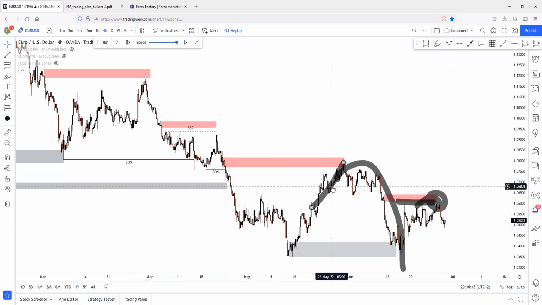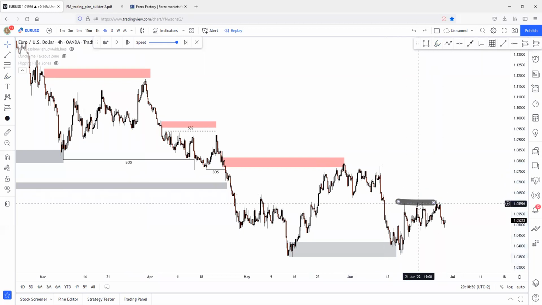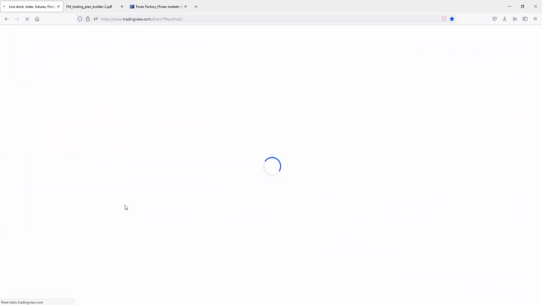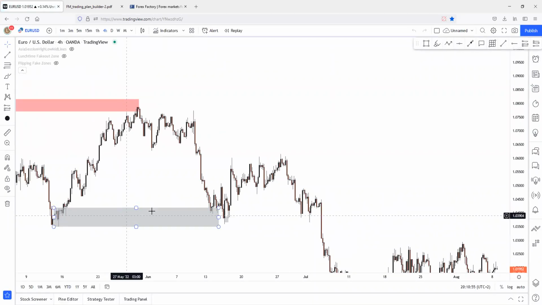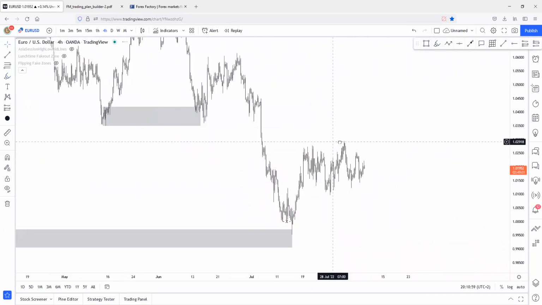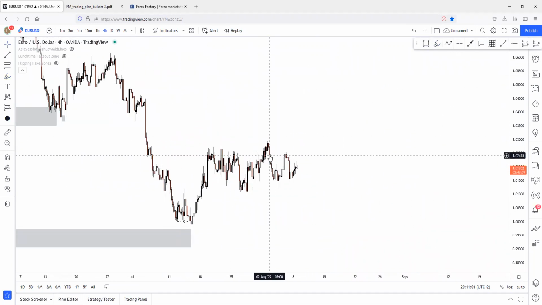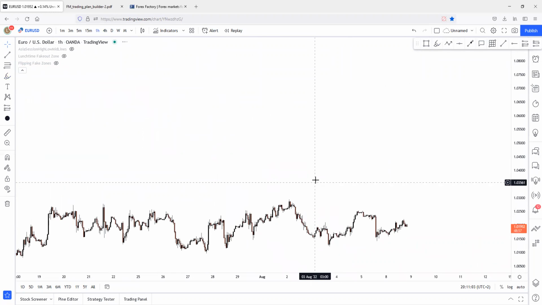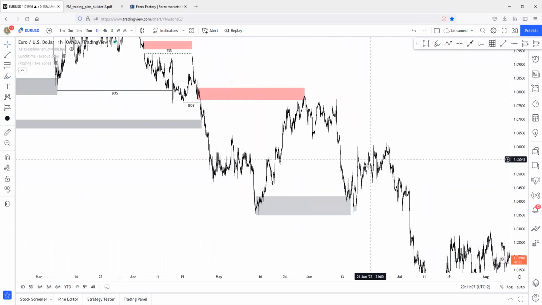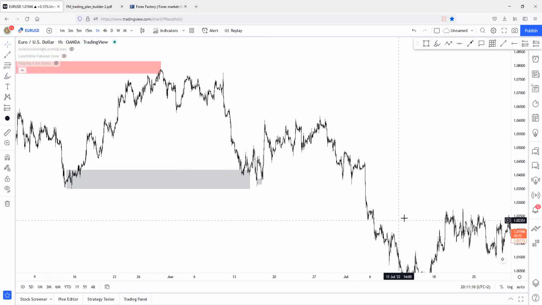Maybe just reload TradingView. Yeah, let me just try. Sorry for your time, guys. Okay, it's working now. Perfect. And I have to replay the chart. Sorry for your time, please. Bear with me, guys. We'll be there soon.